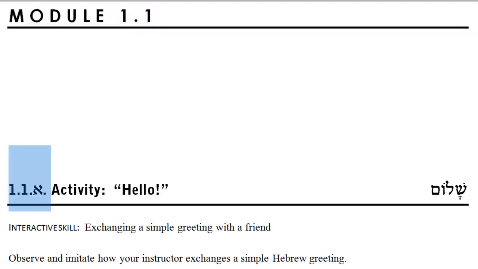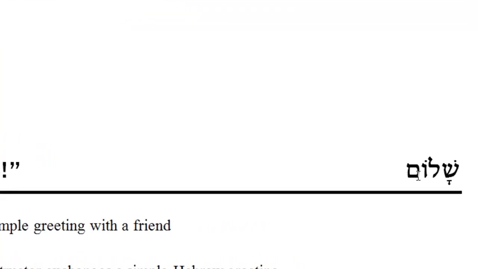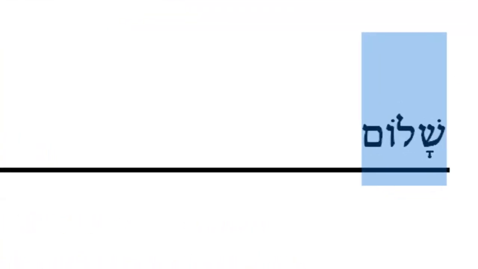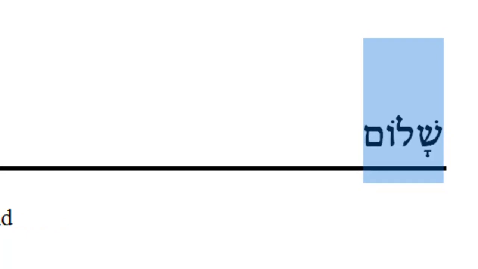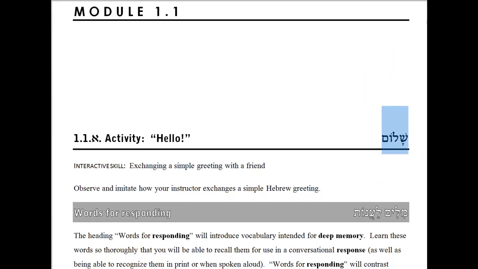Segment 1.1. Alef. Shalom. In this textbook, the vocabulary that you will want to commit to memory will be introduced by one of 2 headings. To illustrate this, we'll turn briefly to segment 1.1. Vav.